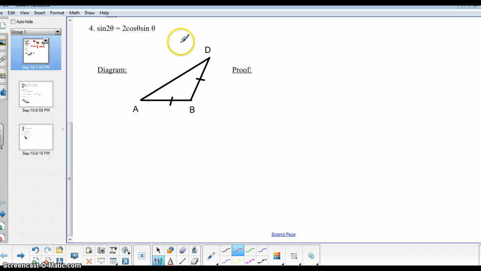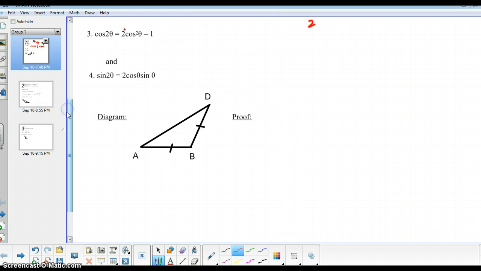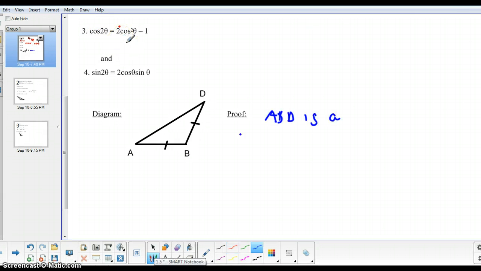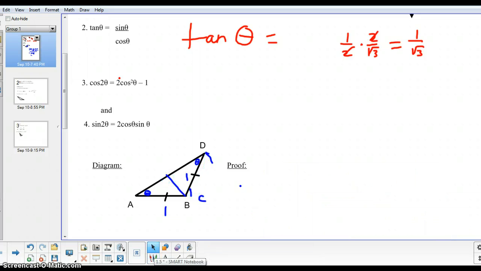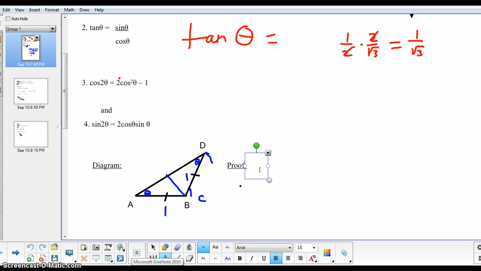So let's take a look at a bigger diagram. Anytime we have to prove something, we want to make sure we set up using the problem. Okay, so let's use an isosceles triangle to prove this identity of cosine 2 theta equals 2 cosine squared theta minus 1. And I'm going to go ahead and type in, because I think it'll be faster than using the pen.